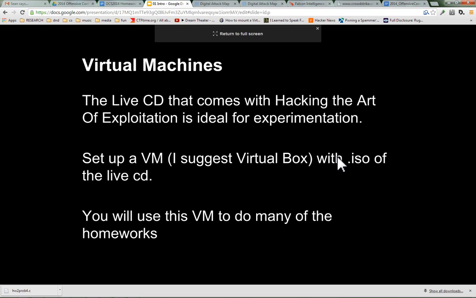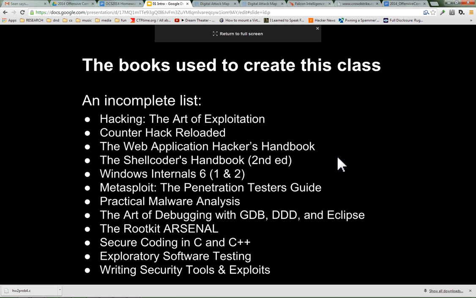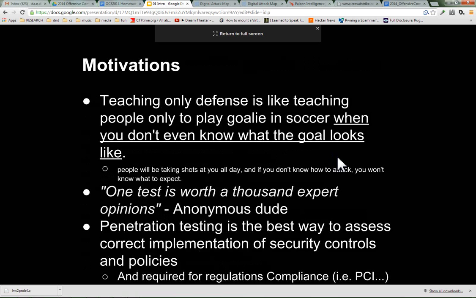So the first book comes with a live CD that is really good for setting up a VM to do most of the exercises and homework with. And I'll cover that more in a video how-to. I used a lot of textbooks to create this class. This is a very incomplete list. It's probably 5 or 6 more that I didn't feel like putting on the slides.